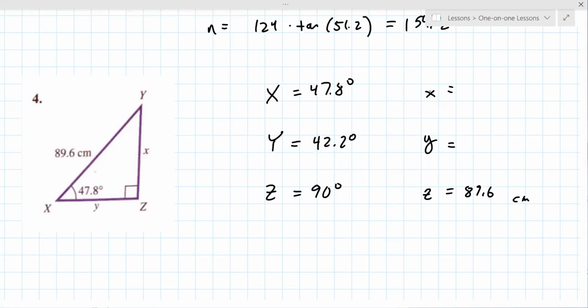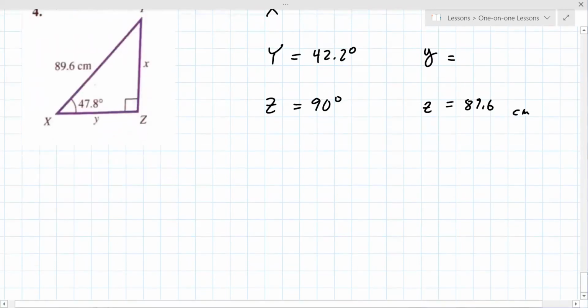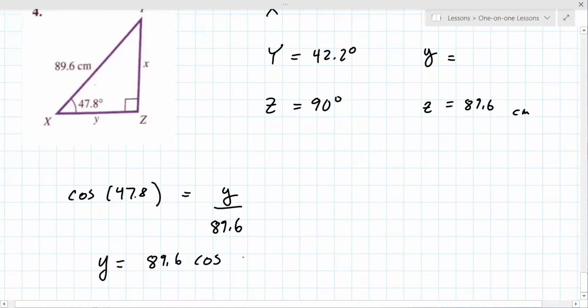So again, we have some options here, but it's all about sine, cosine, and tangent. We're going to find y first. So cosine of 47.8 is equal to y over 89.6. Okay. So y is equal to 89.6 times cosine of 47.8. Oh, okay. I see how you set that up.